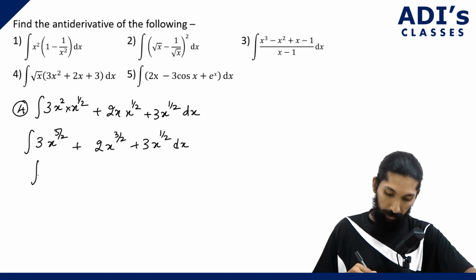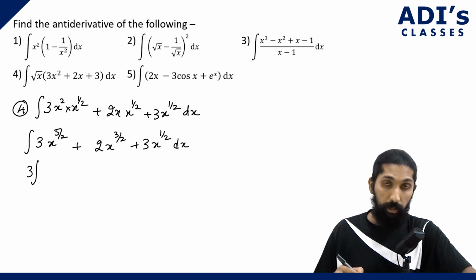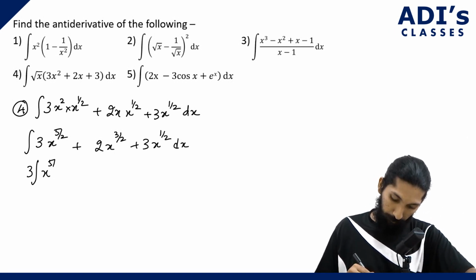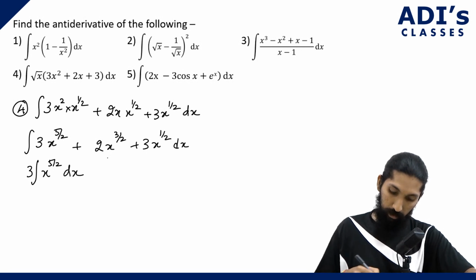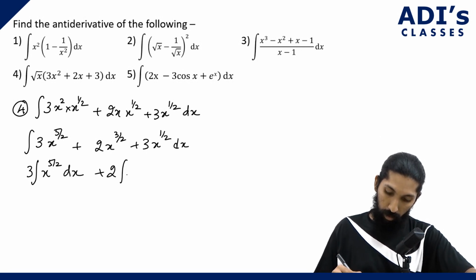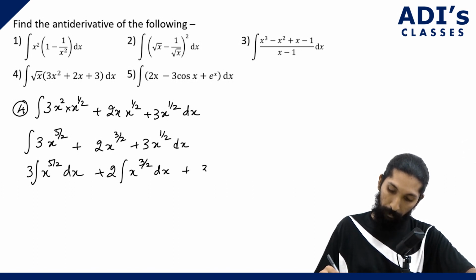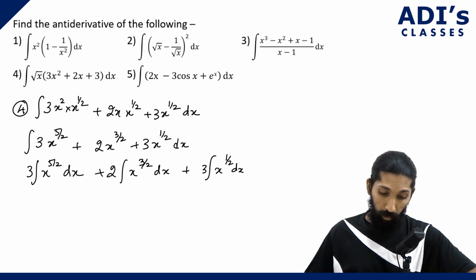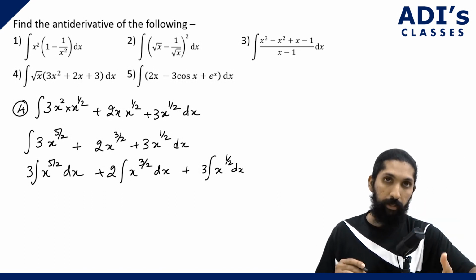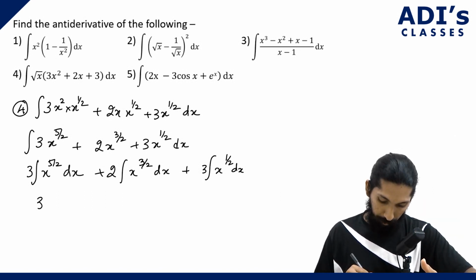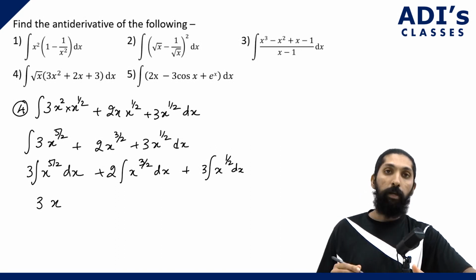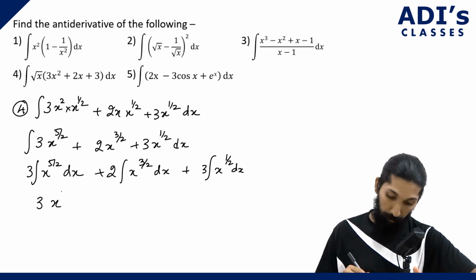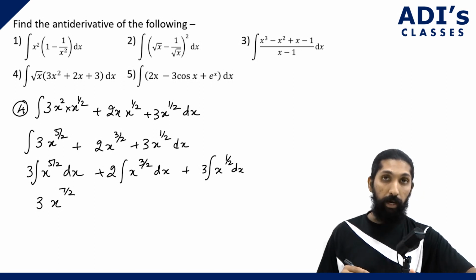Now you'll get integration of, see, 3 you can take it outside, x^(5/2) dx plus 2 x^(3/2) dx plus 3 x^(1/2) dx. Right? Now start integrating. What do you get? 3 into x to the power of 5/2 plus 1, that's 7/2, divided by 7/2.